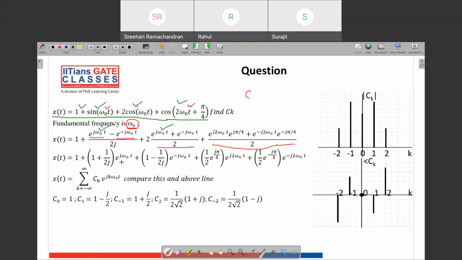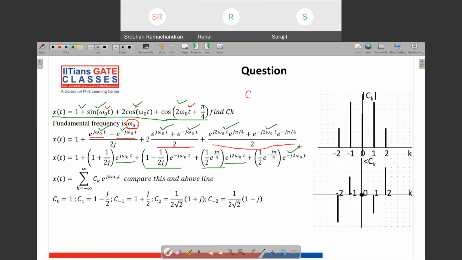Take 2 common. So e to the power j omega naught t, when you take 2 common, you'll get 1 plus 1 by 2j. Now let's take e to the power minus j omega naught t common. So you'll get 1 minus 1 by 2j, this term. Now let's take e to the power j 2 omega naught t common. So this is the only term. And this is for the e to the power minus j 2 omega naught t.